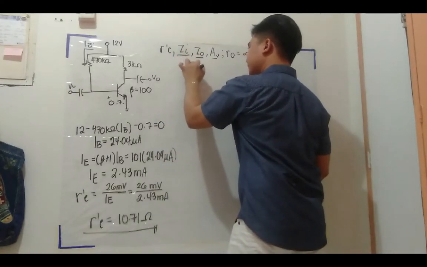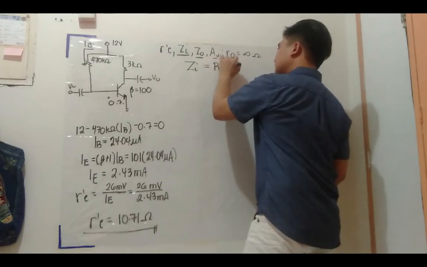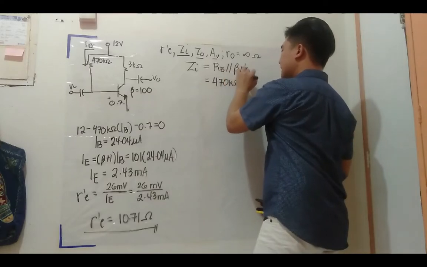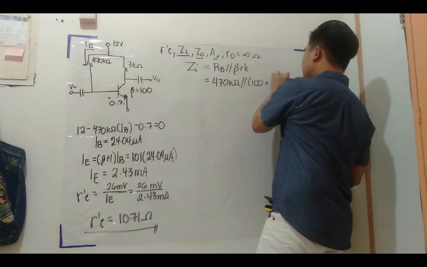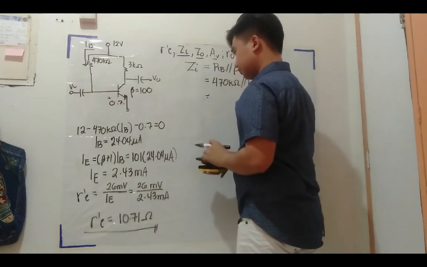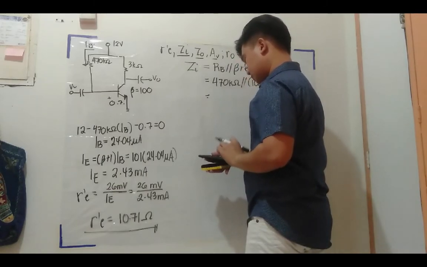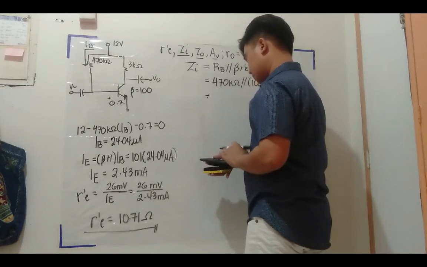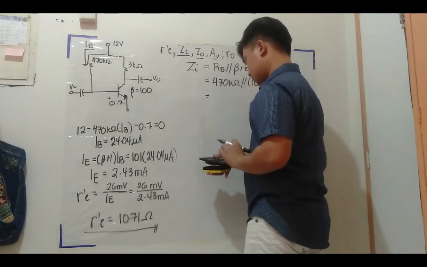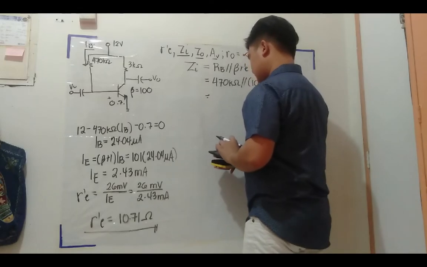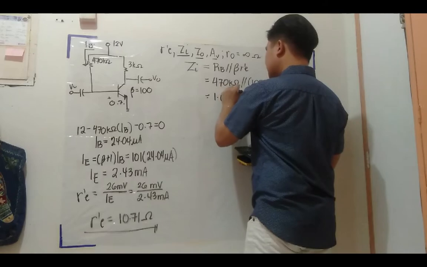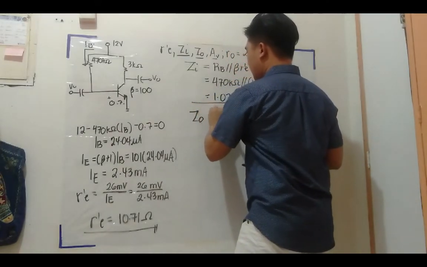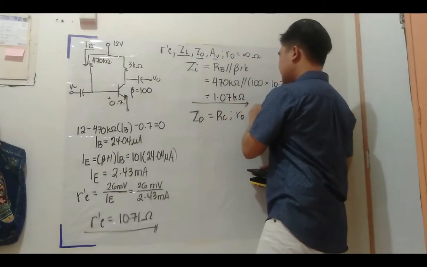Okay? Again, ZI is equal to RB parallel with beta R prime E. So, RB is 470 kilo ohms. I-parallel ko yan sa 100 times 10.71 ohms. So, ZI is equal to 1.07 kilo ohms. Okay? How about ZO? ZO is equals to RC. Why? Because RO is infinity ohms.